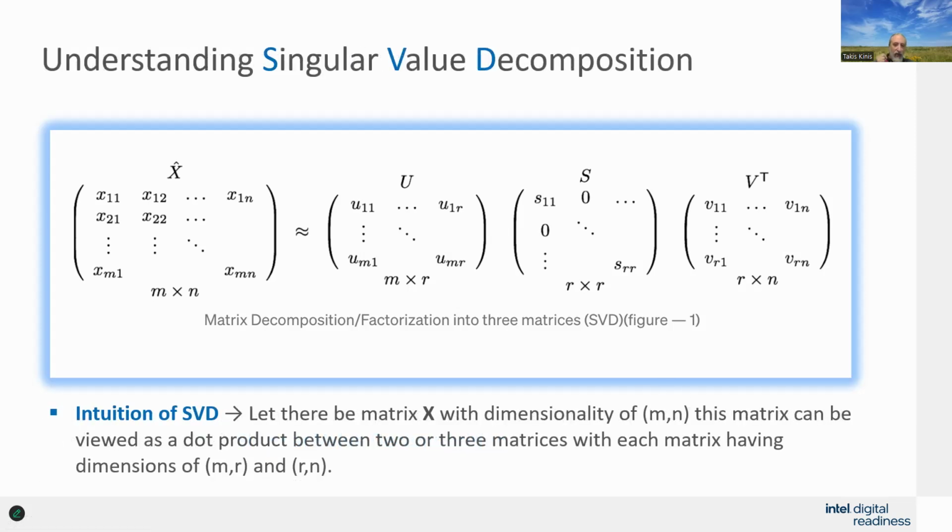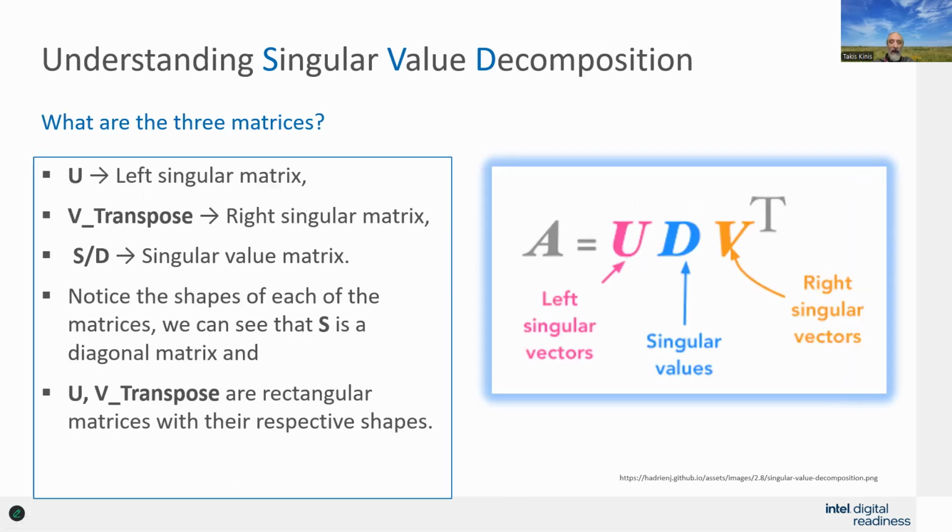All right, so it says here, the intuition of SVD, it says, let there be matrix X, the one on the left, with the dimensionality of M and N, right? I hate the way they do math stuff. It makes it sound so formal, but that's how they do it. This matrix can be viewed as a dot product between 2 or 3 matrices, with each matrix having dimensions of M and R and N. And then you notice the one that's R and R, which is a diagonal version of the same thing, basically. So we're going to break down the concept here into terms.